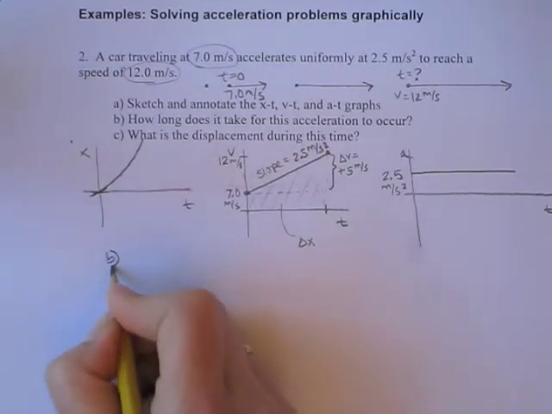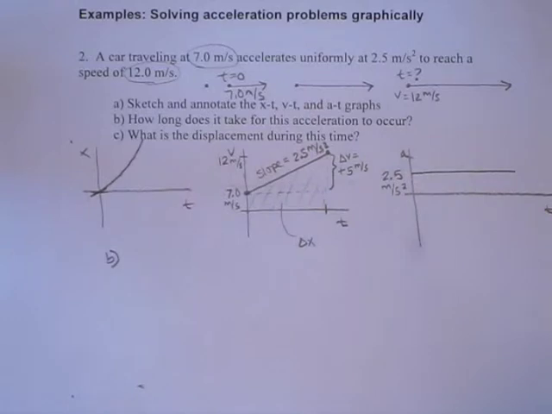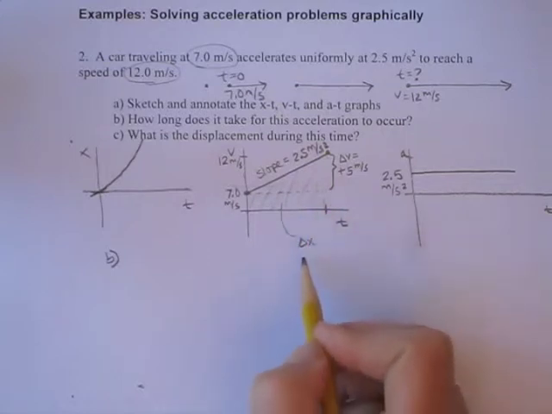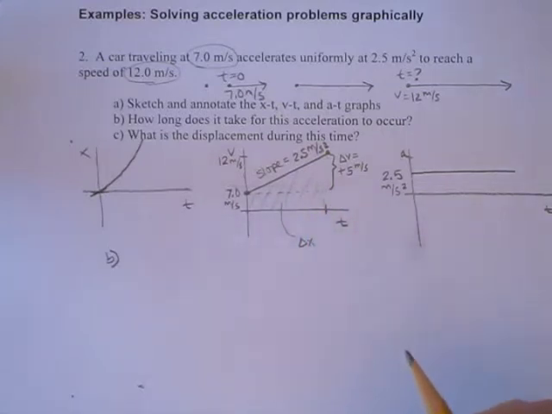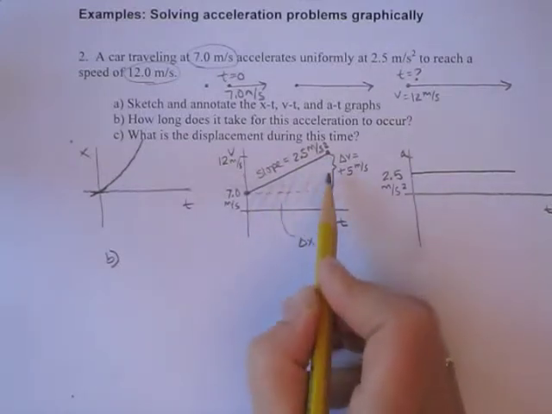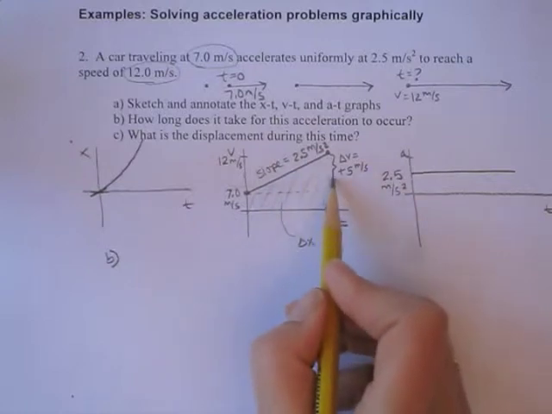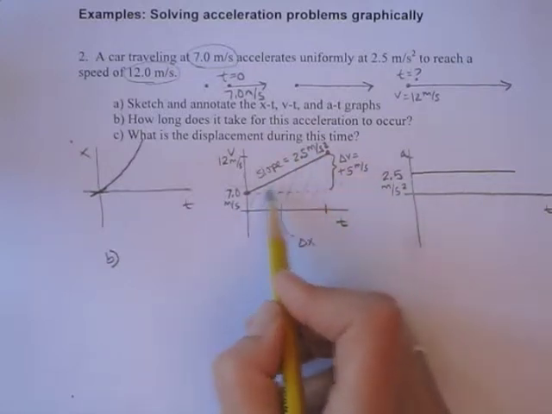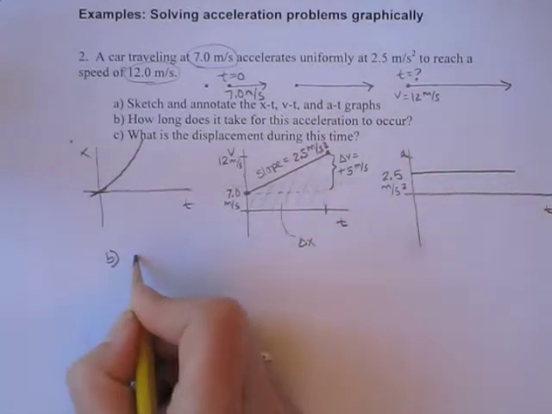Okay, part B, how long does it take for this acceleration to occur? So I have possibilities of using the area here, except I don't know the displacement, so that would give me two unknowns. That's probably not going to work. Or I could try using the fact that I know the slope. I know a couple parts to the slope thing here, so let's try that.